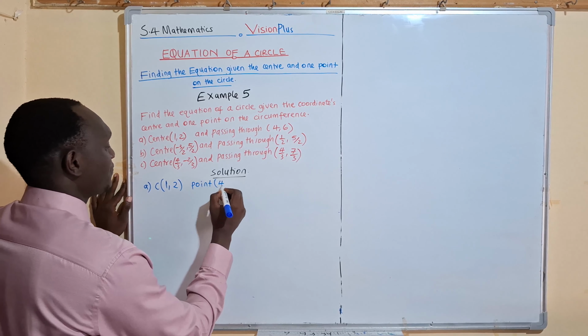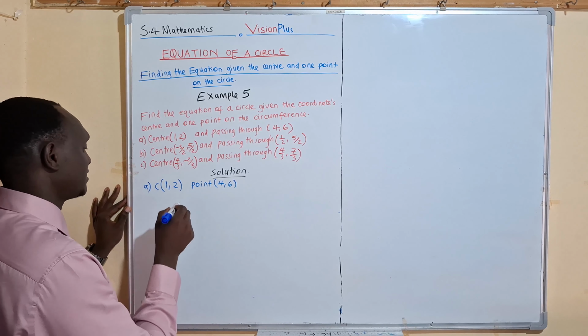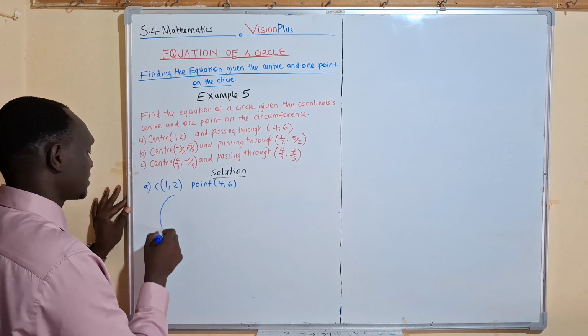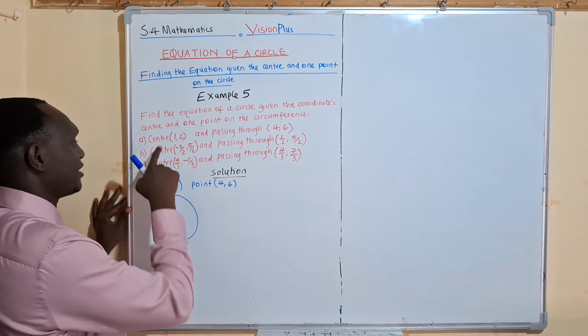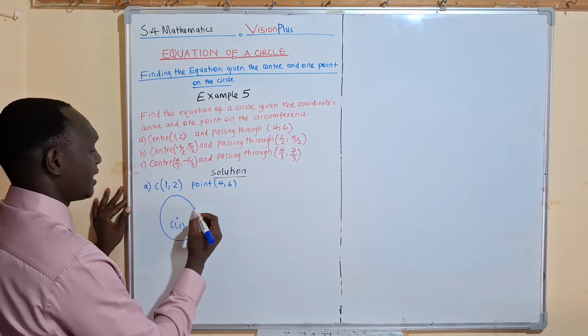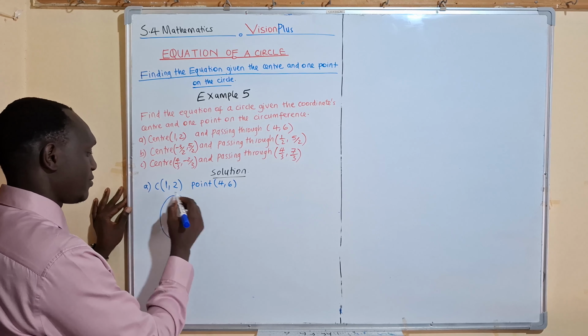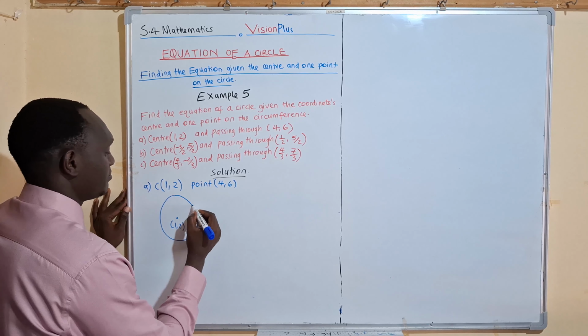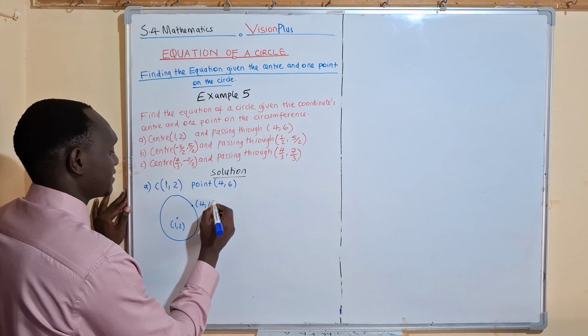is (4, 6). To make our illustration and visualization easy, you just sketch the circle and mark the center that you are given, (1, 2). The point on the circumference you can put anywhere you want, anywhere on the circumference. But me, I like putting it here. This is the point (4, 6).